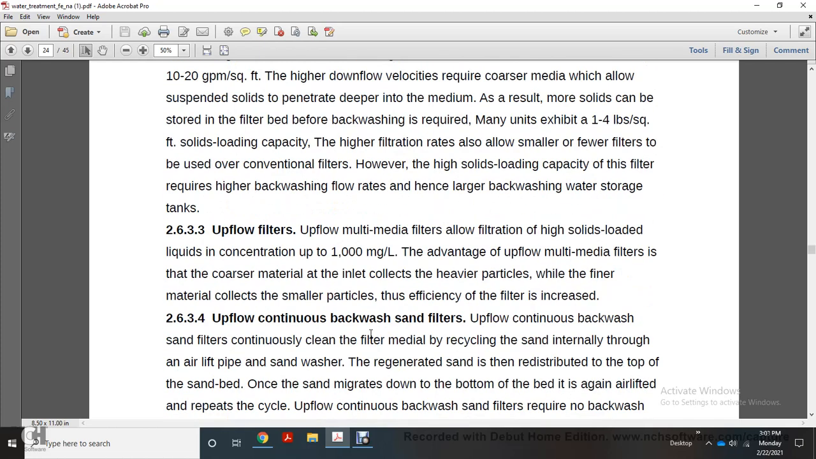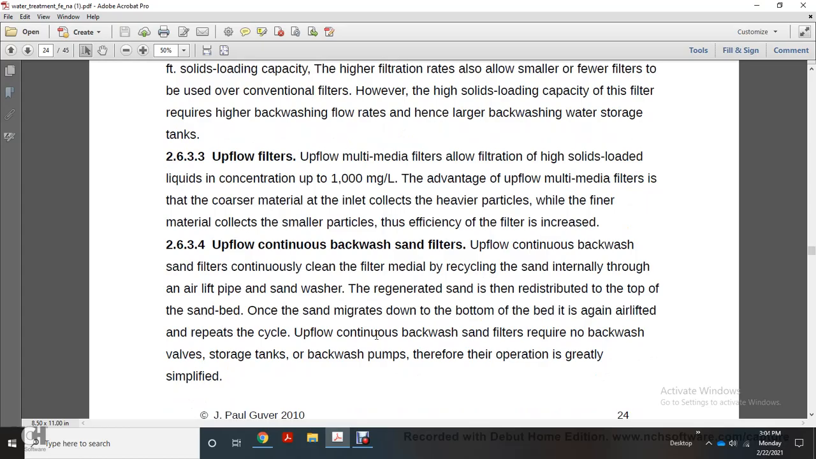Upflow filters. Upflow multimedia filters allow filtration of high solid loads with a liquids concentration up to 100 milligrams per liter, 1,000 milligrams per liter. Advantage of upflow multimedia filters is the coarse material collects the heavy particles with finer material collects the smaller particles. Efficiency and filter is increased.